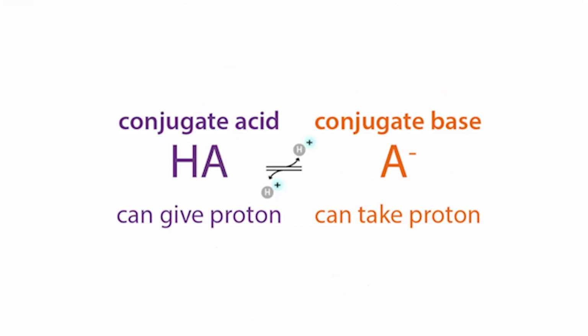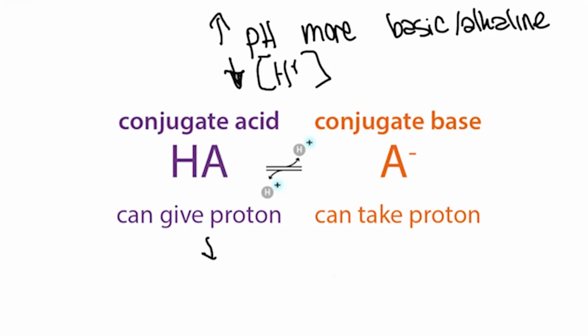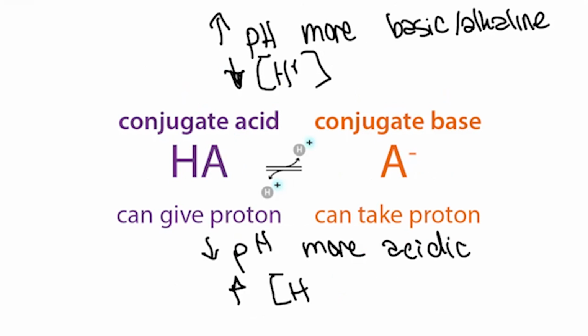What this is going to mean is that if we have a higher pH, that's going to be more basic or alkaline, and it's also going to refer to having a lower concentration of free protons available. Conversely, if we have a lower pH, that's going to be more acidic, and we're going to have a higher concentration of free protons available.